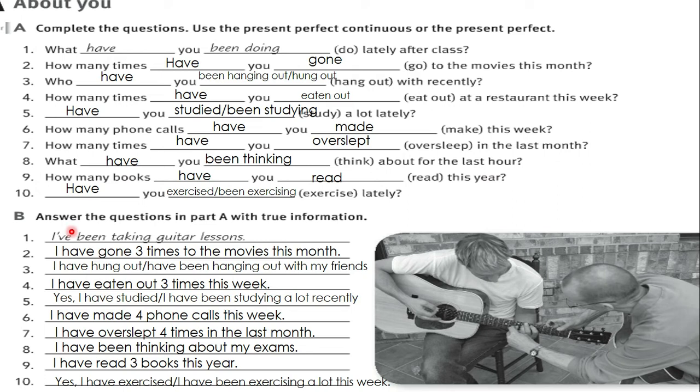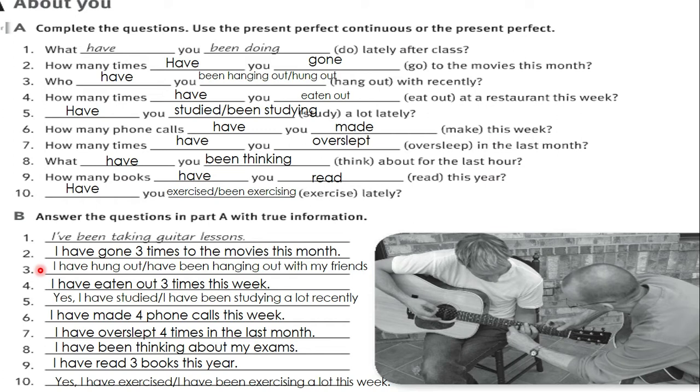What have you been doing lately after class? I have been taking guitar lessons. Number 2, how many times have you gone to the movies? I have gone 3 times to the movies this month. Present perfect. Number 3, who have you been hanging out with? O who have you hung out with recently? Es decir, ¿con quién has estado saliendo últimamente? I have hung out or I have been hanging out with my friends. Okay? Yo he salido o he estado saliendo con mis amigos.